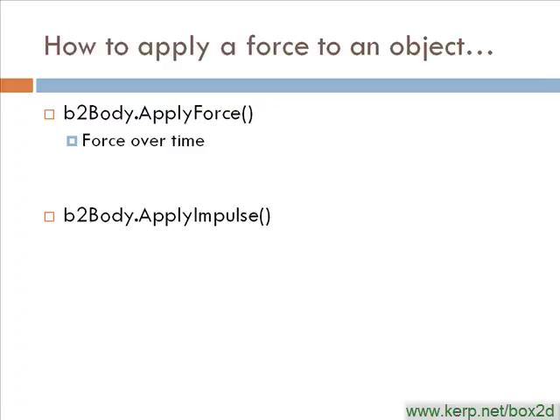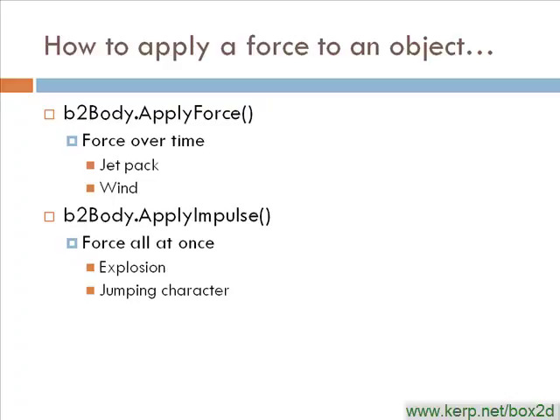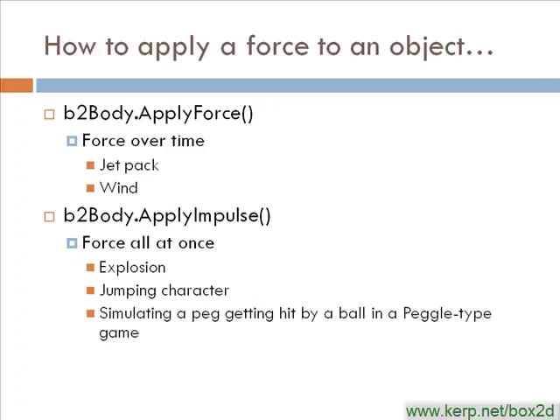So examples might be if you were to make a character in a game that had a jetpack, or if you wanted to simulate the wind. Both of those would probably make use of ApplyForce. ApplyImpulse is used to apply a force all at once. It's generally intended to be called once and then forgotten about. So examples might be if you wanted to create an explosion that knocked things over, or if you had a character in a game that you wanted to jump, you would just apply the impulse once to make it move straight up. Or say if you wanted to simulate a peg getting hit by a ball in a Peggle type of game. Oh, hey, wait, that's what we need.